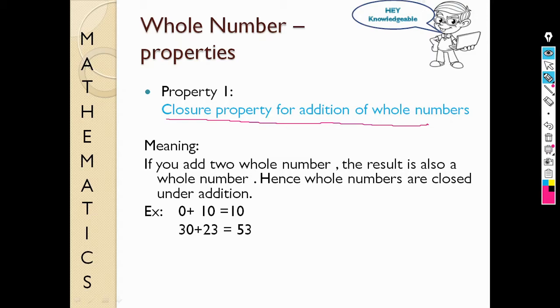If you see the example, if you add 0 plus 10, then it gives you 10. All are whole numbers. So 30 plus 23 is 53. This one is a whole number, this one is also a whole number, and the result is also a whole number. And this is true for all the cases.